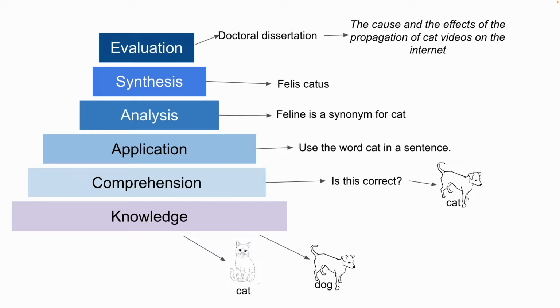And then evaluation. When you get up into evaluation, that's typically where you see people starting to do things like writing term papers or a master's thesis, or in this case, a doctoral dissertation. And so taking the notion of cat, we could write a doctoral dissertation on the cause and effects of the propagation of cat videos on the internet. Again, you need to know a lot in order to do that, but in order to have all that knowledge, you need to go through the 6 stages to get to the evaluation stage. So that's really what Bloom's is about.